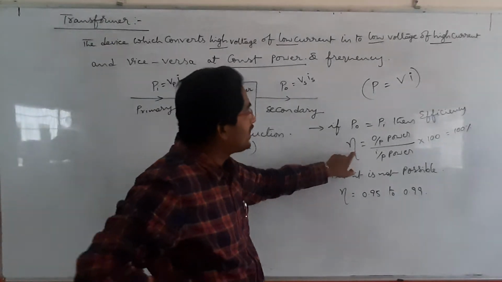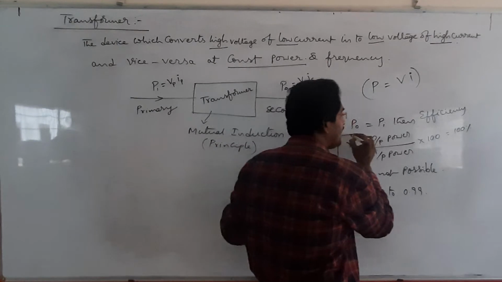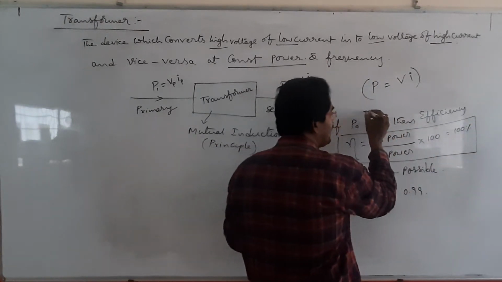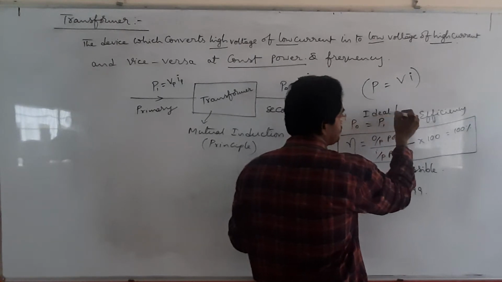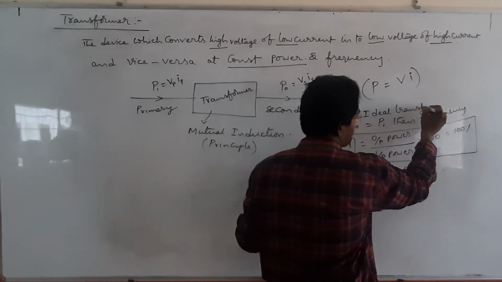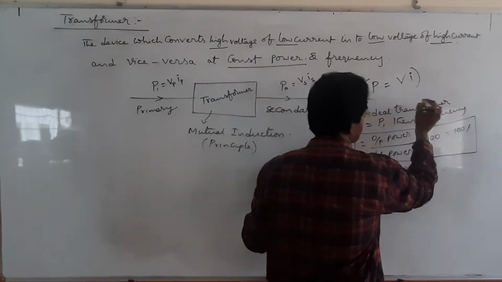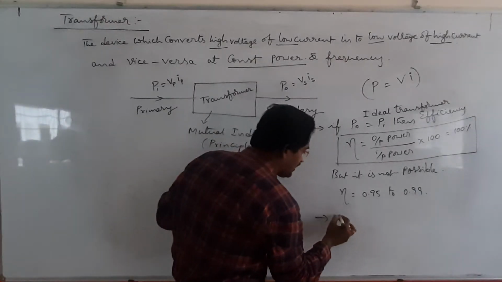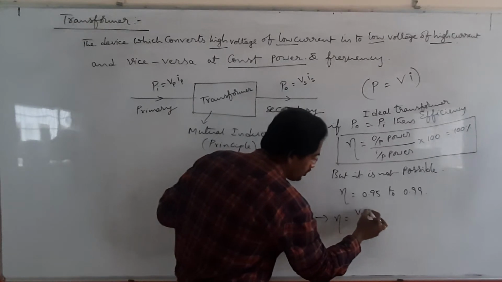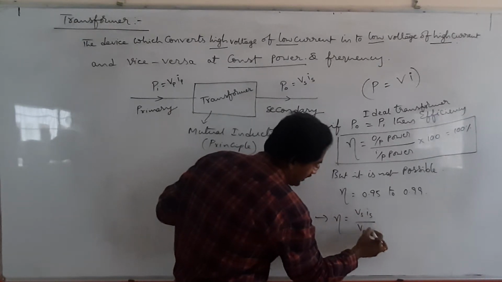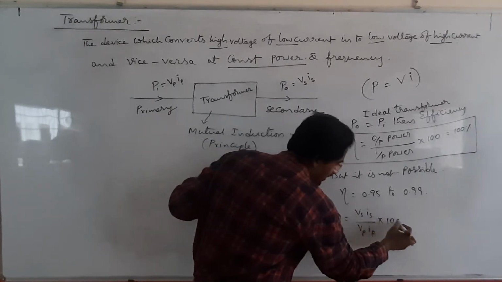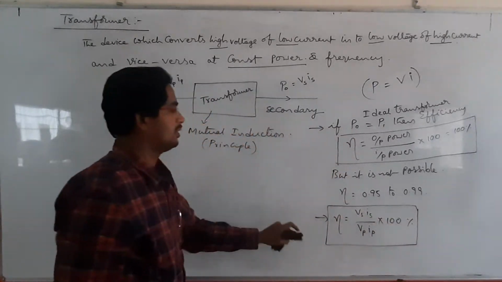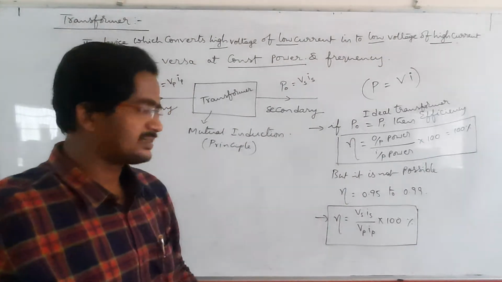But 100% is a hypothetical one. It is called ideal transformer efficiency. So the output power value here: eta equals Vs into Is by Vp into Ip into 100. You may write it like this also. That is the efficiency.